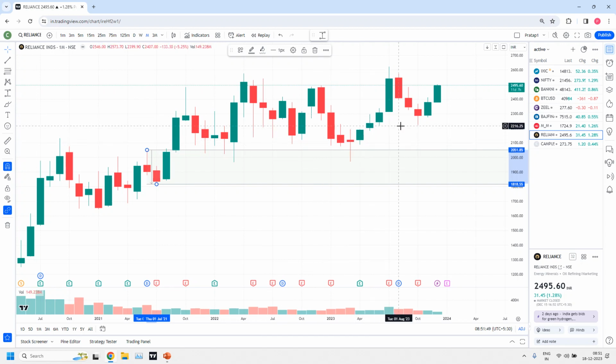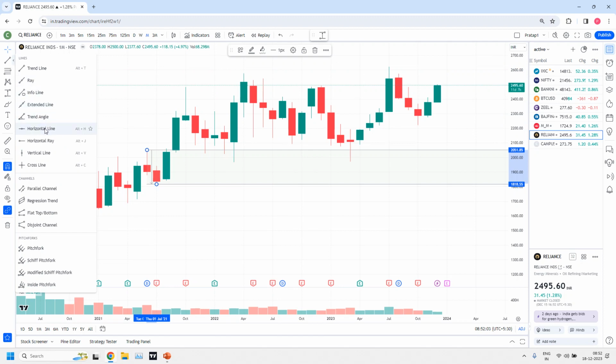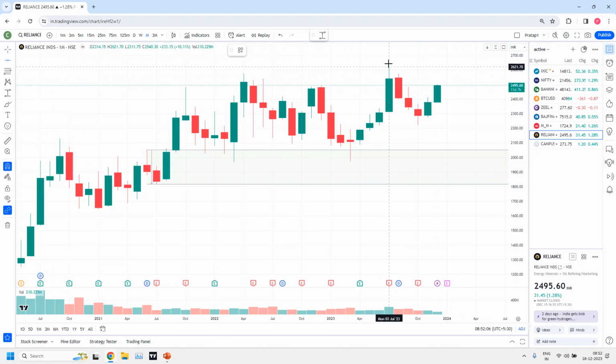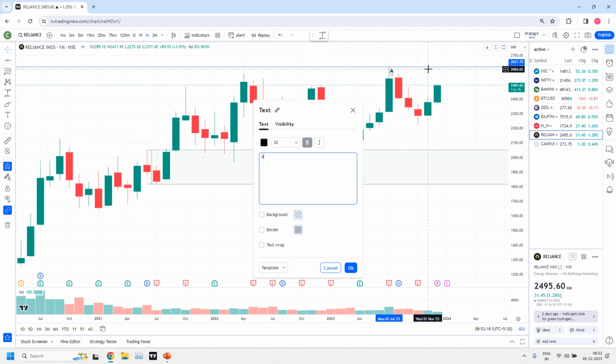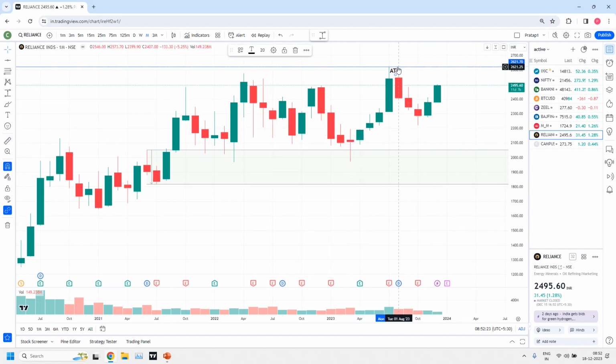Okay, which candle is having the all-time high? This is the candle on July 23 that is having the all-time high. So when there is an all-time high, let us draw a horizontal line that describes the all-time high price. So here I am drawing a horizontal line. This horizontal line indicates the all-time high. So let me mark a text a little above this. ATH indicates all-time high.